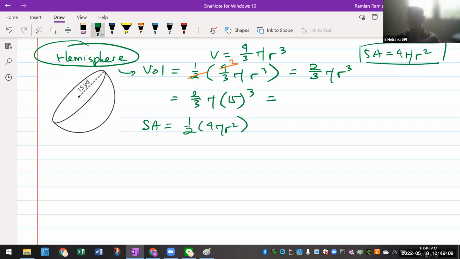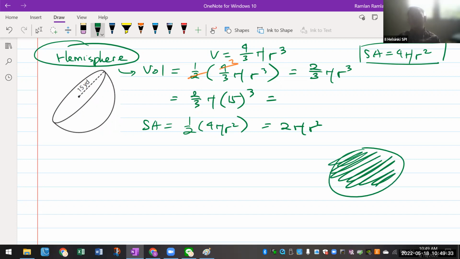And you can switch the 4 with a 2 instead. So that's 2 pi r square. Actually, there is one more thing that we should count. Notice that if we have a full sphere, we are calculating all of the surface, right? All of the surface.